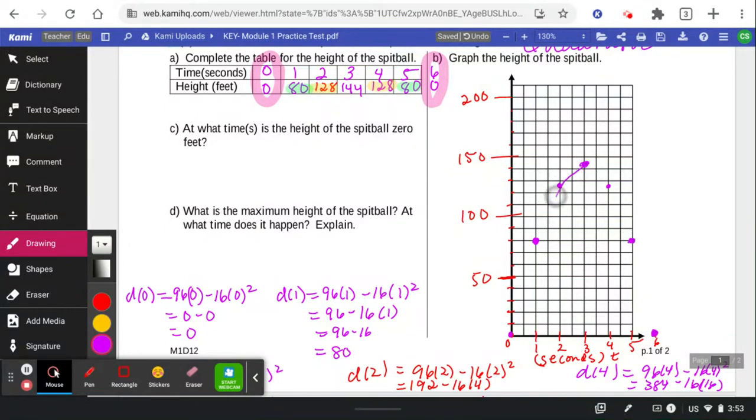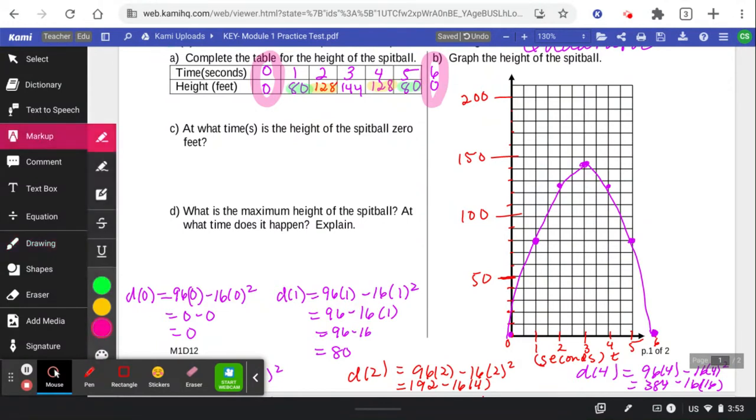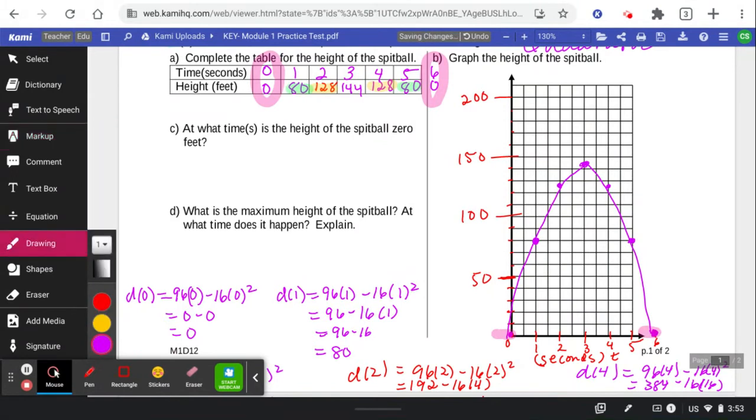So go ahead and connect this graph because the spitball is a continuous graph where there is a time in between 1 and 2 seconds where we can follow that path of the spitball. So there's our graph. Now, does it make sense that at what time is the height of the spitball 0? We can see it both in the table and down here in the graph. That the height of the spitball hits 0 at 0 seconds.